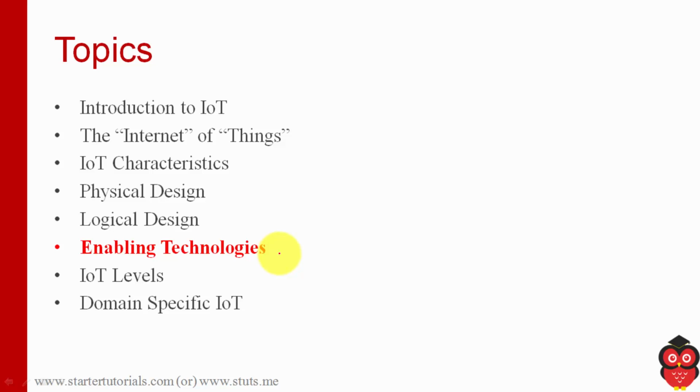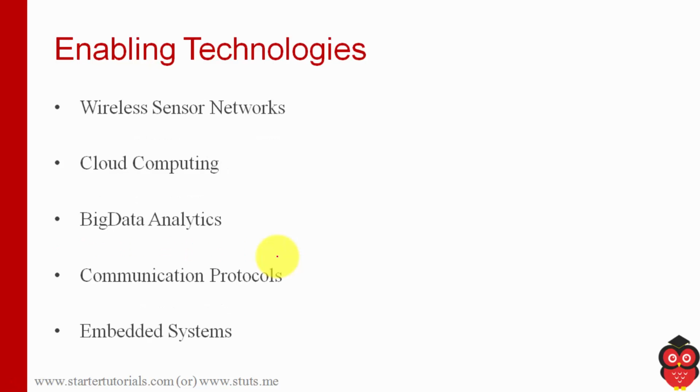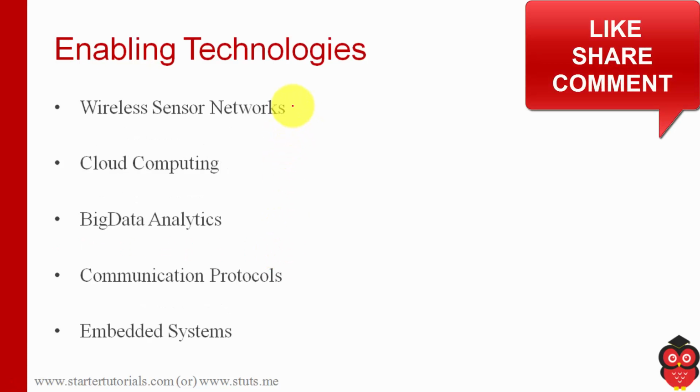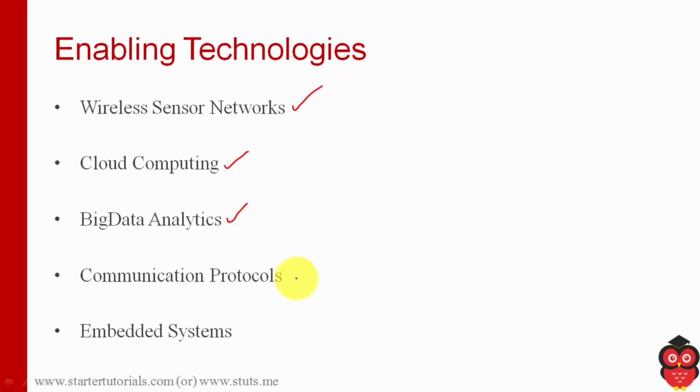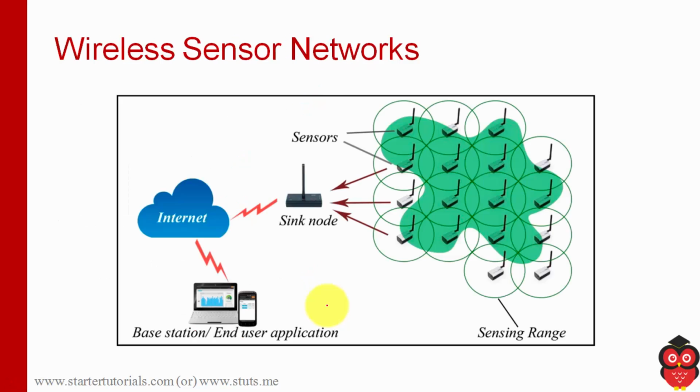Hello everyone. Today we are going to look at different enabling technologies for IoT. So the enabling technologies are wireless sensor networks, cloud computing, big data analytics, communication protocols, and embedded systems. So let us look at each one of these things in detail. So first one is wireless sensor networks.